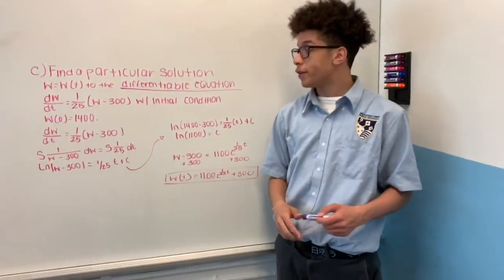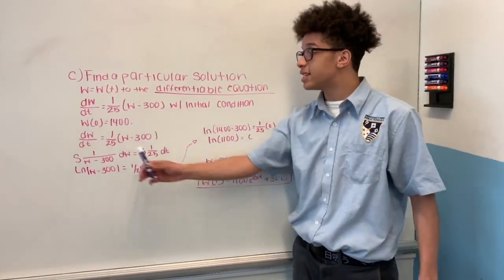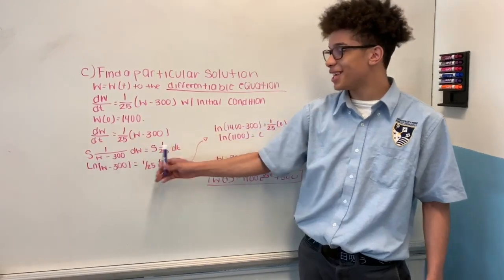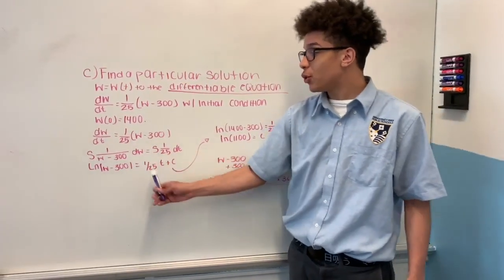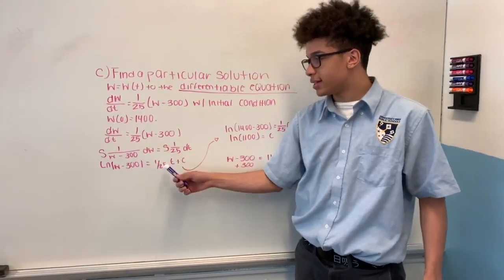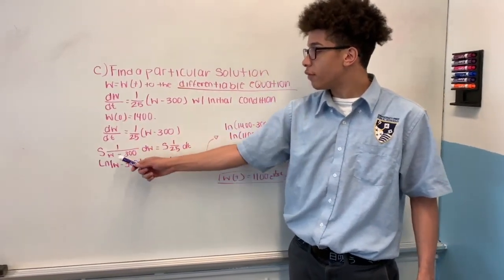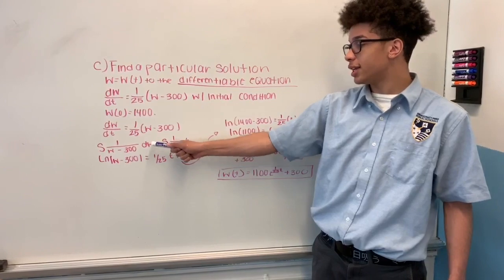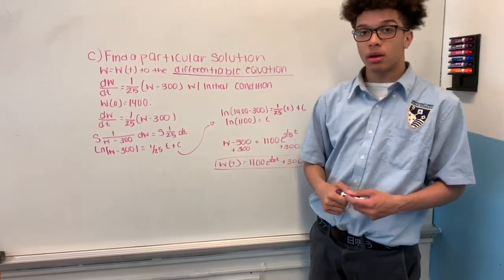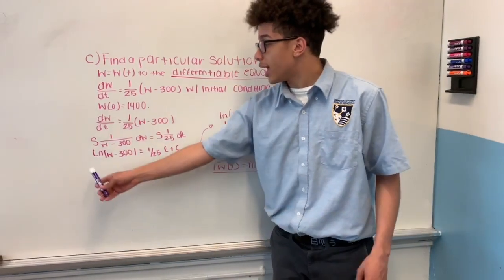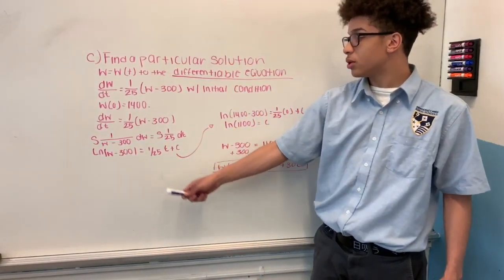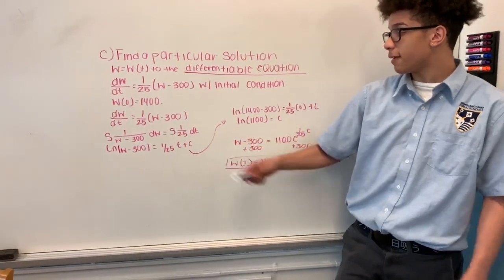So to start off, the first thing that we have to do is separate the variables. We have to have W on one side and we have to have t on the other side. After doing that, you would have to put an integral sign on both sides. So it would be the integral of 1/(W minus 300) dW is equal to the integral of 1/25 dt. From there, we just simplify. We would get the natural log of |W minus 300| is equal to (1/25)t plus C.